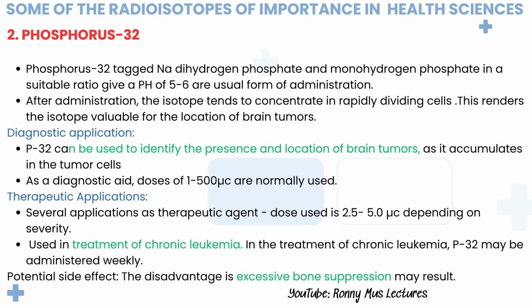And this one tends to concentrate in rapidly dividing cells, and therefore it is important, whereby it can be used to locate brain tumors. So when it comes to their diagnostic application, it can be used to identify the presence and location of brain tumors. And then therapeutic application, it is used in treatment of chronic leukemia. What is the potential side effect? It can cause excessive bone marrow suppression.